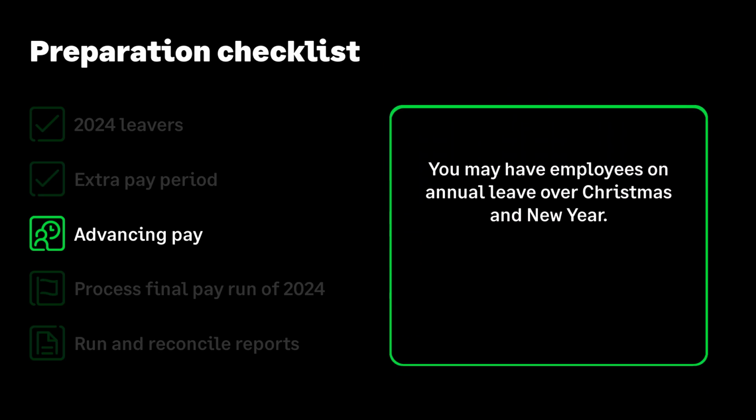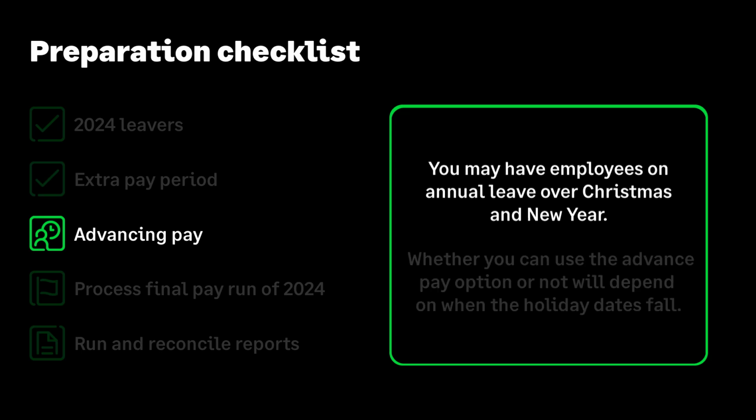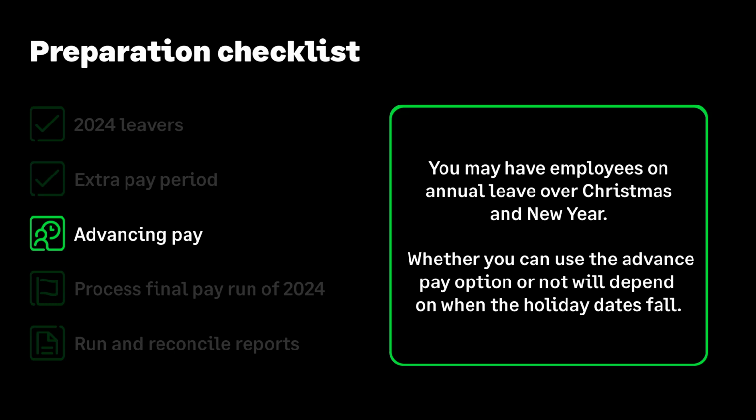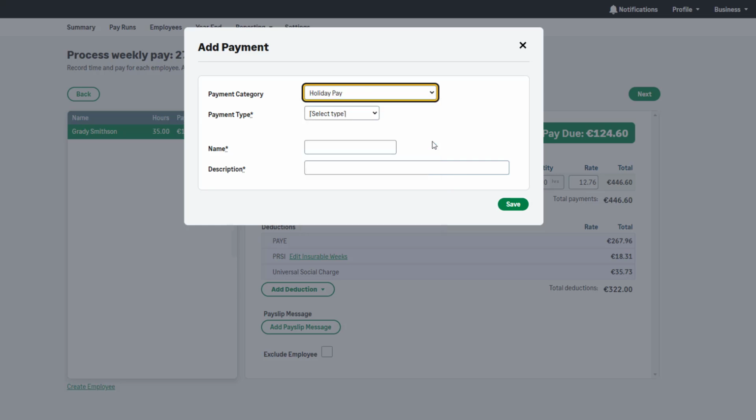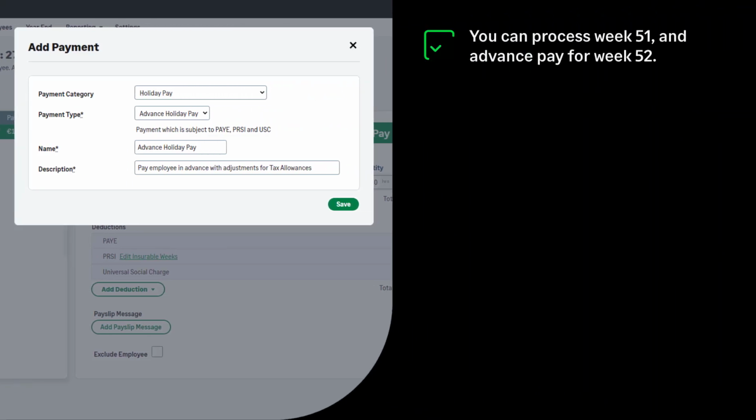As year-end falls over Christmas and New Year, it's likely that you'll have employees on holiday at this time. Whether you can use the advanced pay option or not will depend on when the holiday dates fall. You can use the advanced pay option if the advanced pay period covers any weeks up to and including week 52. For example, you are processing week 51 and advancing week 52.